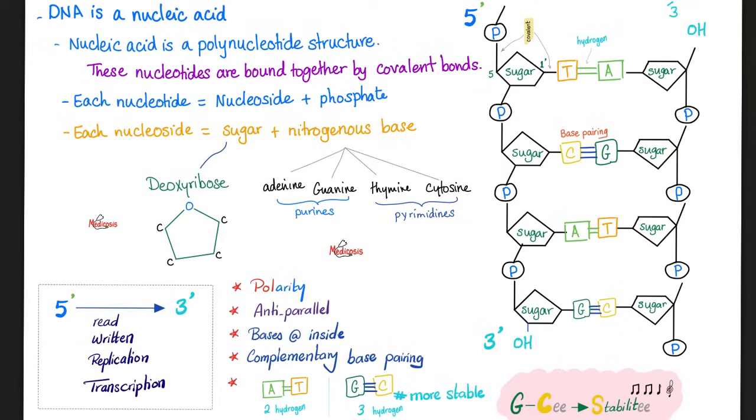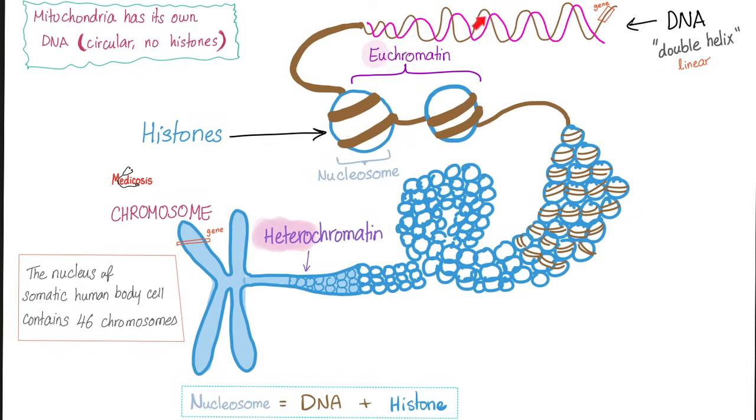Please pause and review. You see this? That's your DNA double helix. It's very long, but your nucleus is very tiny. It's a microscopic structure. How come the nucleus, which is microscopic, holds my DNA, which is, let's say, 1 meter long? Well, we have to wrap it a gazillion times around proteins known as histones. When the DNA wraps around histone, they are collectively known as nucleosome. So a nucleosome equals DNA plus histone.